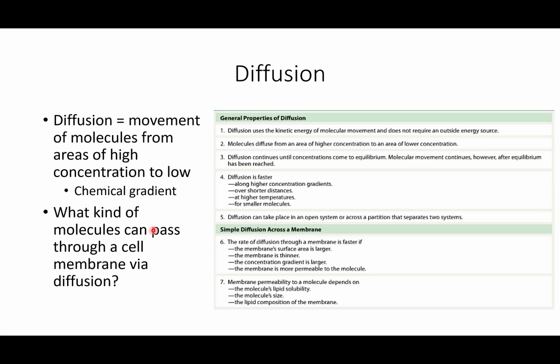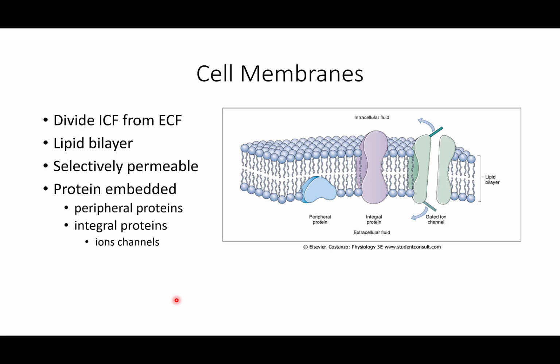What kind of molecules can pass through a cell membrane via diffusion? The type of molecules that can pass through are those permeable molecules, a molecule that is able to go through. You can have non-permeables. No. How do molecules come through?